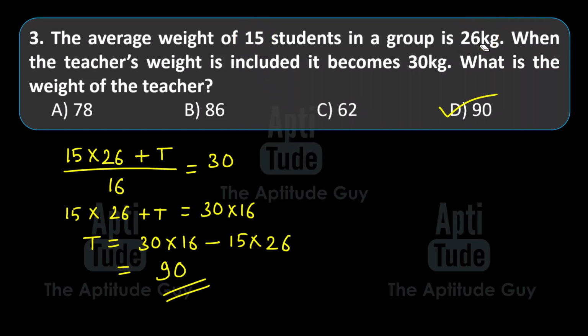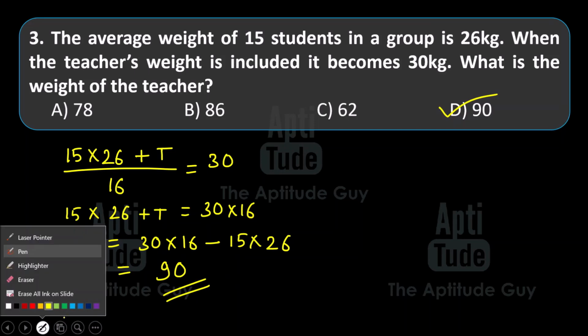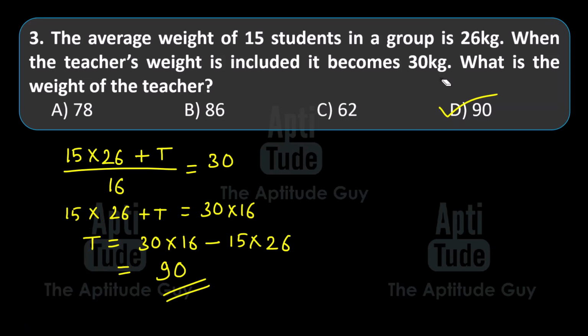Now, in this question, the most irritating part about the calculation is this part, of course. If you have access to calculator, of course, this is easy. But what if you don't have access to calculator? Then this becomes a little time consuming, right? So now, I will tell you a little bit of a shortcut for this type of question where one person gets included. Okay, one person gets added.